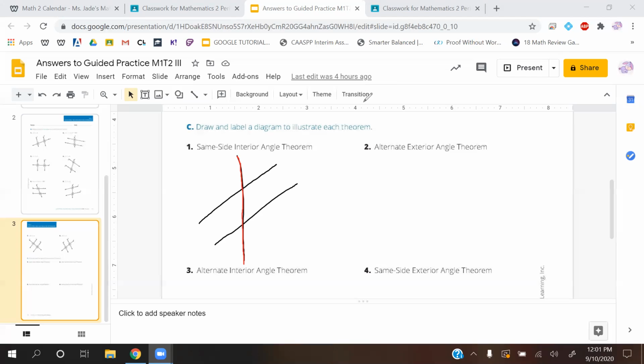You can choose the left. Okay, so I'm gonna choose the left side, so I'm gonna draw my angles on this side. And they have to be interior. So they have to be between my parallel lines. So right over here.